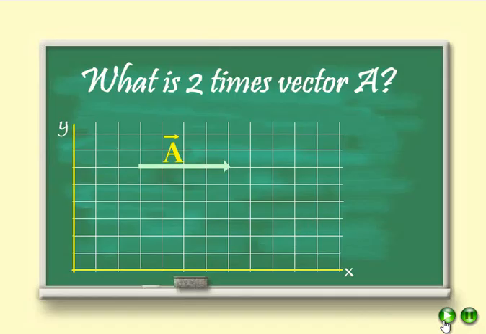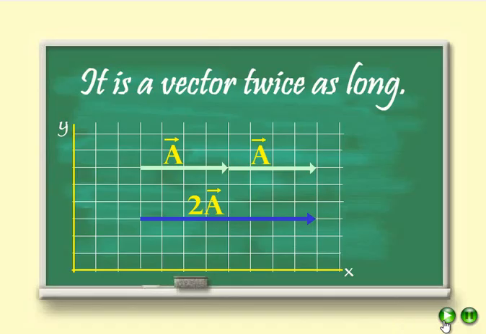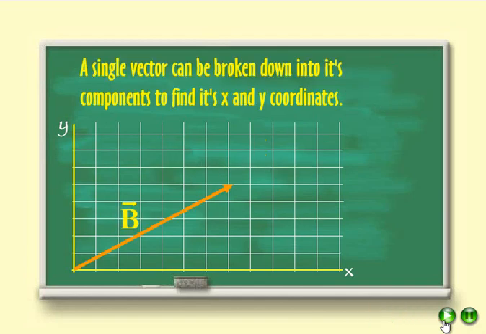What might be the resultant vector of 2 times vector A? The resulting vector would be twice as long and in the same direction. A single vector at an angle can also be broken down into components to find its x and y coordinates.